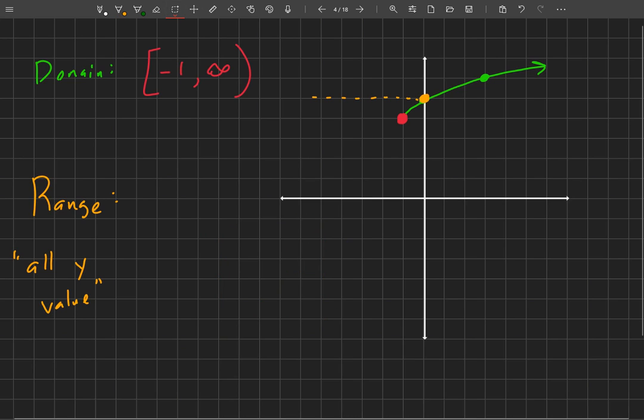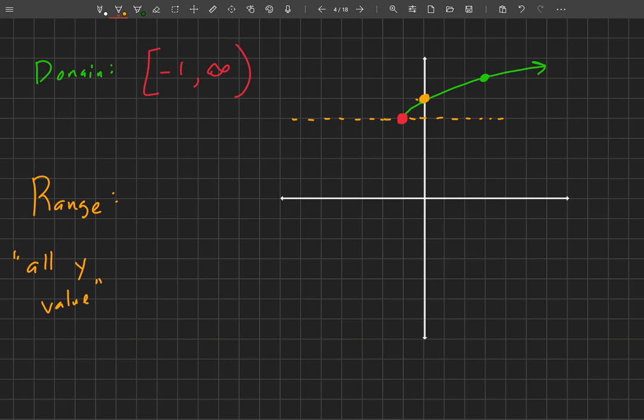So the range is going to be all the numbers that are the answers. In other words, all of the y values. So what is the smallest y value? Well, it's going to happen at the lowest point of the graph. Where's the lowest point of the graph? Right here. Let me do a better job of erasing this stuff. The smallest y value is where this red dot is. That's the lowest this equation goes.